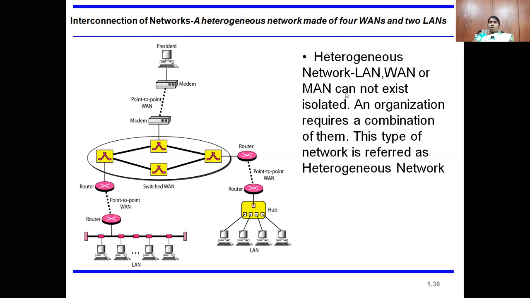LAN, WAN or MAN cannot exist in isolation. As I told you, independently it does not exist. Only LAN will not be there. Only MAN will not be there. In a heterogeneous network, LAN, MAN or WAN may exist. An organization requires a combination of them. This type of network is referred to as a heterogeneous network. I hope you all have understood LAN, MAN, WAN very clearly.